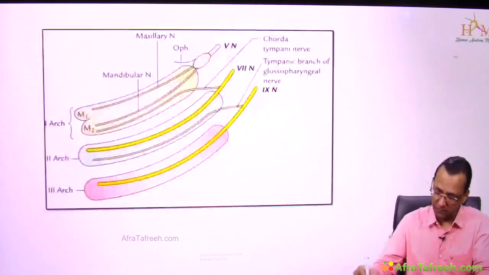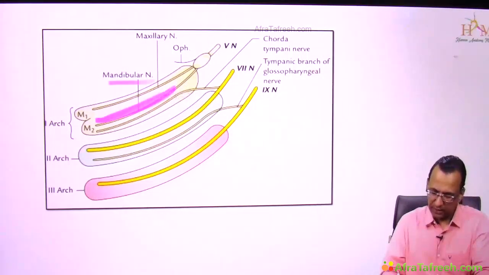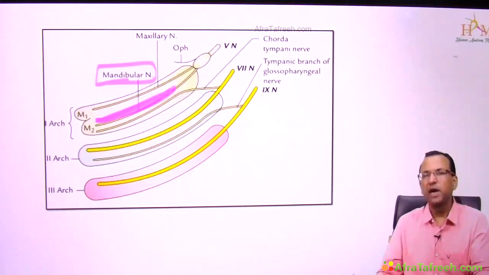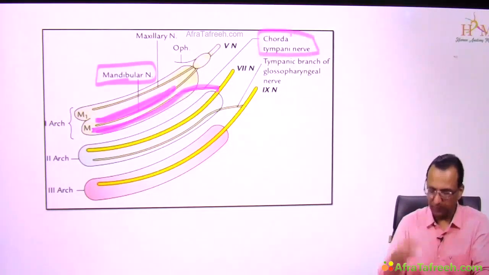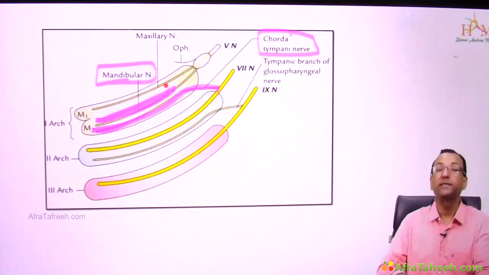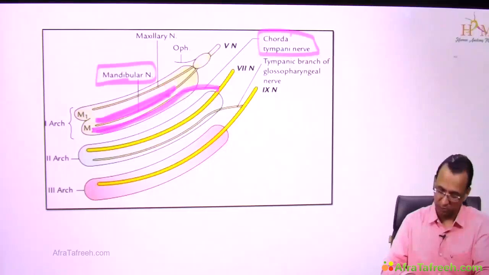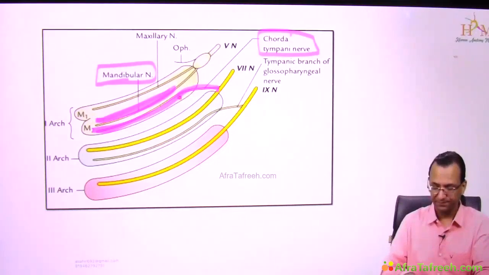So remember, if you are telling that mandibular nerve is the nerve of the first arch, it has a pretrematic nerve also, which is chorda tympani nerve, branch of facial nerve. So the first arch has the main nerve, which is mandibular nerve, branch of trigeminal. Yes, but it has a pretrematic nerve also. Why do you need chorda tympani here? That we'll discuss when we discuss the tongue development.